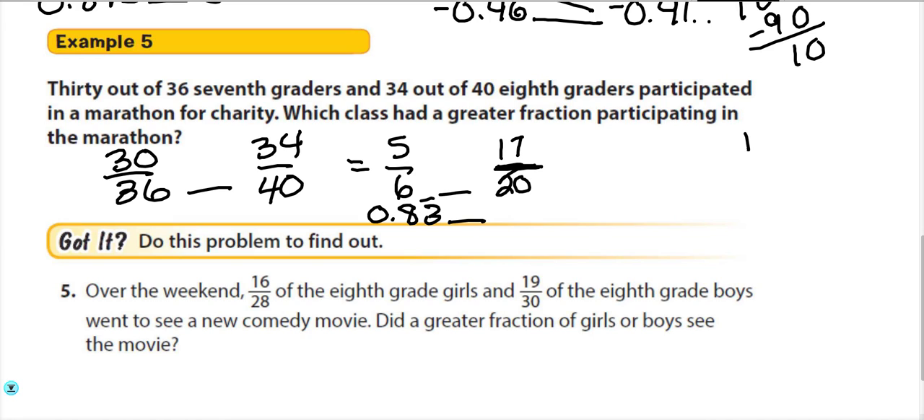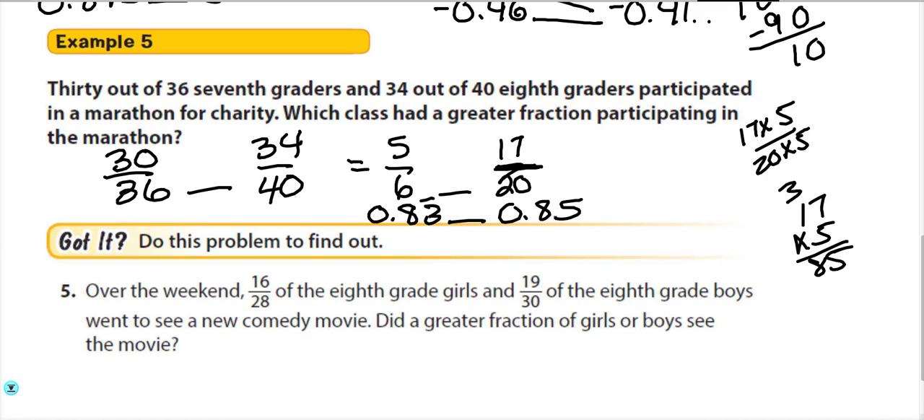Actually, I'm going to show you another shortcut here. A decimal is usually out of 100, right? So all I got to do is multiply by 5. If I do 17 times 5 over 20 times 5, that's going to give it to me out of 100, and that'll be my number. That's a little shortcut you can take. So 17 times 5 is 85, so it'll be 0.85. And that would be greater than... no, less than. Yeah, less than. So which class had the greater fraction participating? It would be the 8th grade.